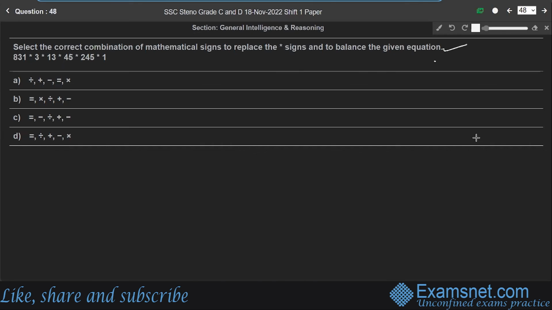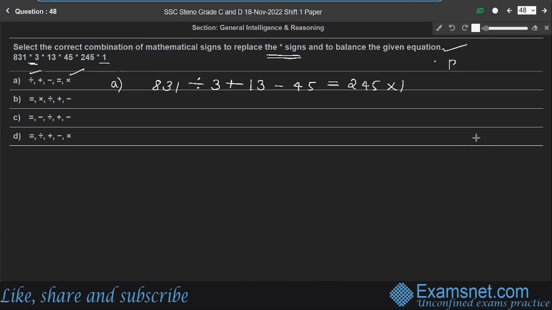Question 48. Select the correct combination of mathematical signs to replace the asterisk signs and to balance the given equation. So let us go for option A. Replace the given asterisk signs with the given symbols. According to option A, in 831, the first asterisk sign should be replaced with the division sign, divided by 3. Next asterisk sign with plus 13 minus 45 should be equal to 245 into 1. The last asterisk sign should be replaced with into.